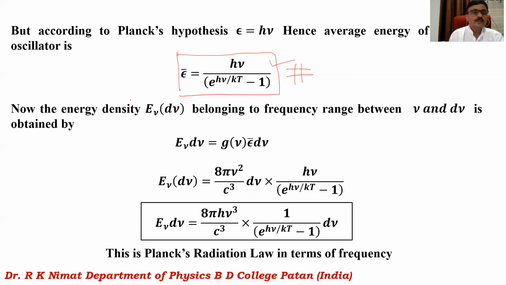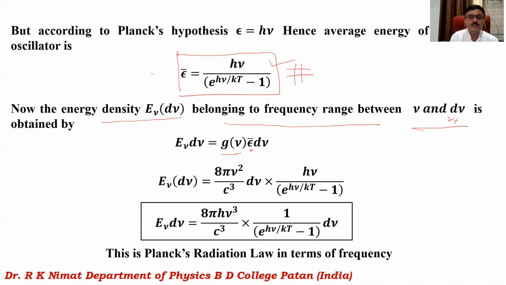So therefore, the energy density, which we can now call E nu d nu, belonging to the frequency range between nu and nu plus d nu, is obtained by taking the product of the number of oscillators per unit volume in the frequency range nu and nu plus d nu and the average energy of the oscillator. That means G nu d nu multiplied by epsilon bar will give us the energy density of the Planck oscillators lying between the frequency range nu and nu plus d nu.